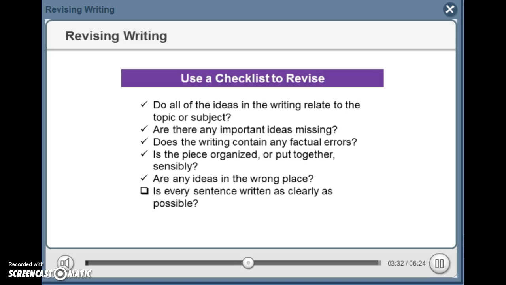Is every sentence written as clearly as possible? Unclear sentences make the writing hard to understand. If you find sentences that are not clear, rewrite them so they make sense. Are there stronger words or phrases to use? Improve the language of the draft by looking for descriptions or verbs that you can make stronger.